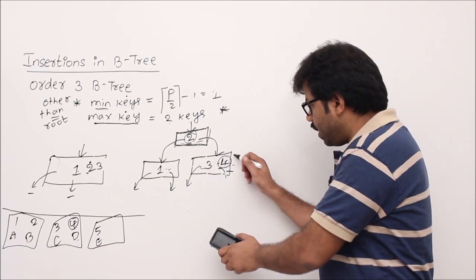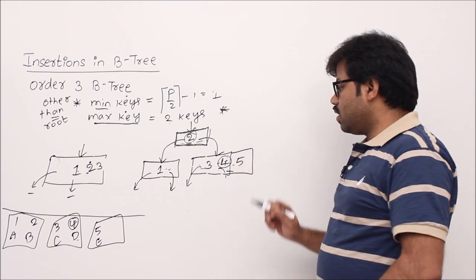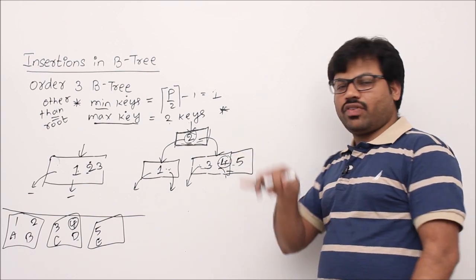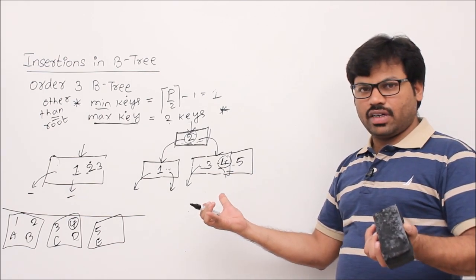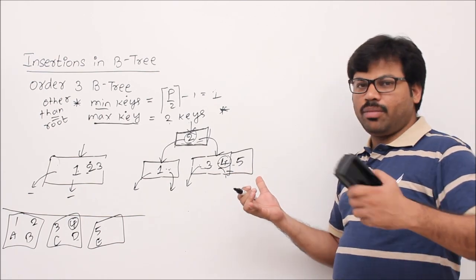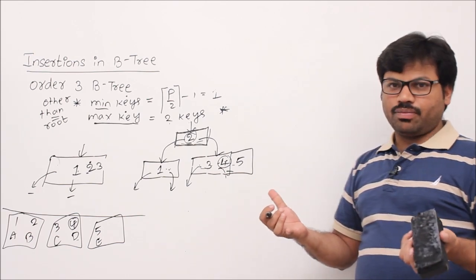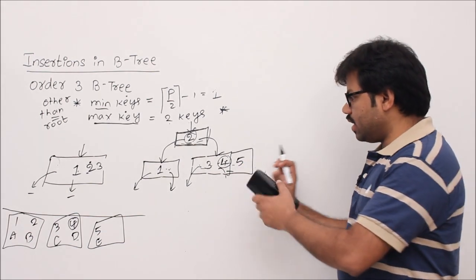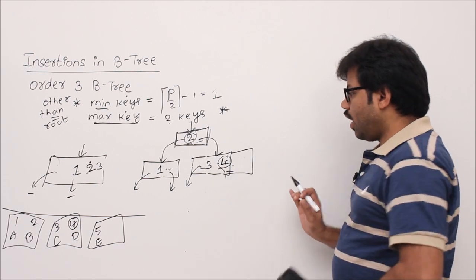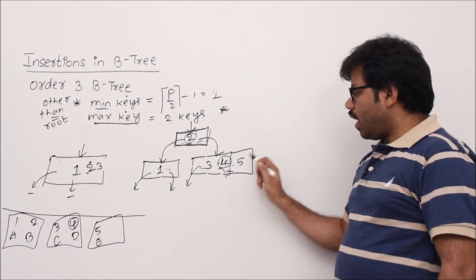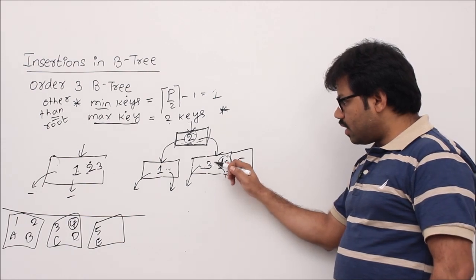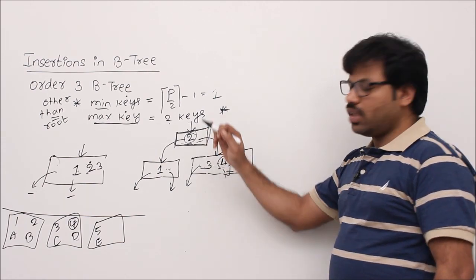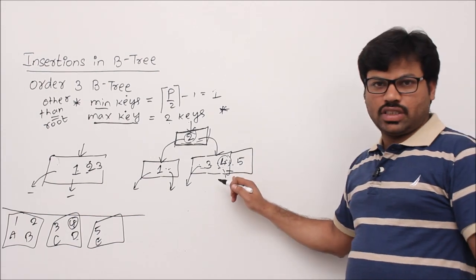We try to keep it here itself, but there is no space. Sir, if there is no space, how did you keep it first of all? Just logical imagination. So far we have not implemented it, correct? While implementing, I will tell you how to implement. At this moment it is just our imagination. So 5 I'm adding here just for imagination, but I'm going to take this middle one and send it to the next level. That is called the splitting procedure.